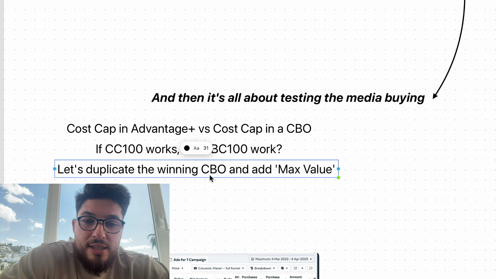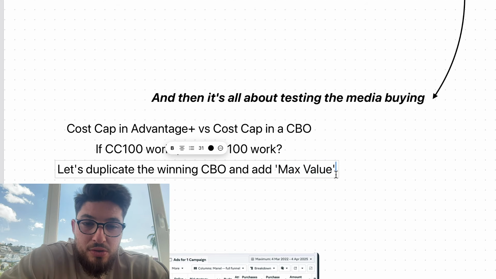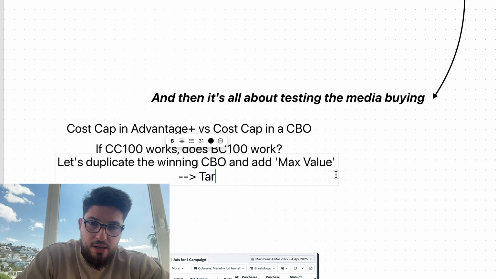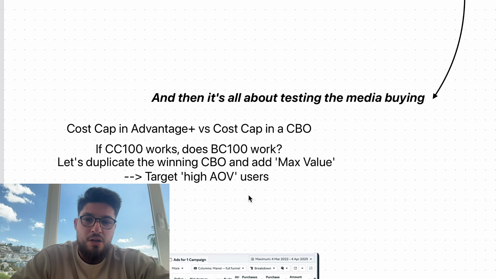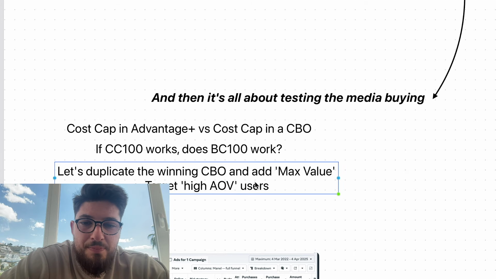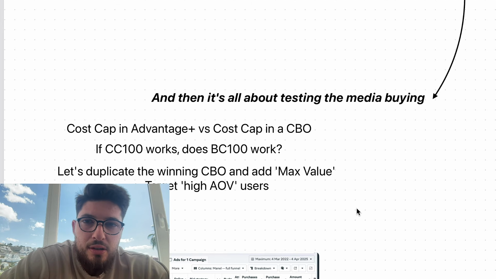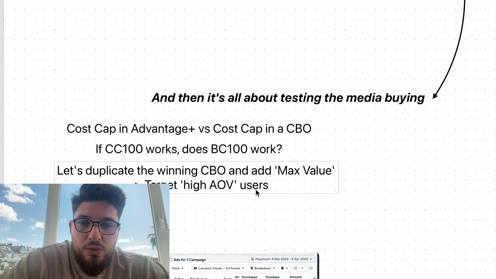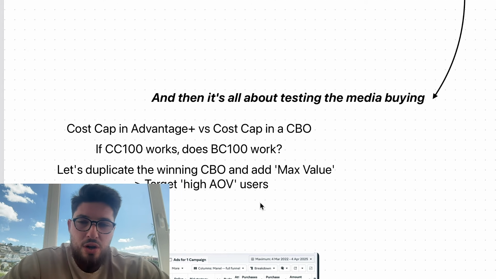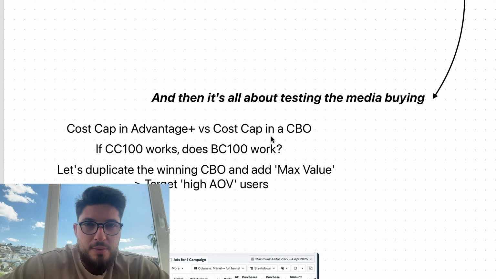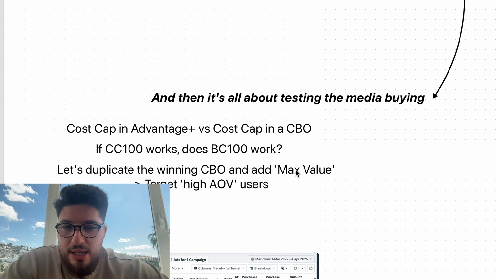Let's duplicate the winning CBO, and instead of cost cap, we're going to add max value. So this is going to give us target high AOV users. All right, let's do it. So stay curious, develop curiosity as to, if I scale this horizontally in this way with this little change, is this going to work? Is it going to break? And what happens if instead of CBO, this is Advantage Plus? And how much can I increase the budget?